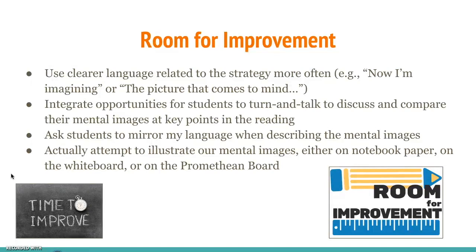In terms of room for improvement, I wish I had used clearer language related to the strategy more often throughout the lesson. So saying things like, now I'm imagining, or the picture that comes to mind. That way students had more examples of how they should describe the mental images that they're creating while we're reading. Second, I wish I had included some more opportunities for students to turn and talk with a partner to discuss and compare their mental images. And finally, I wish I had also given them the chance to illustrate their mental images, whether it be on notebook paper, on the whiteboard, or on the Promethean board.